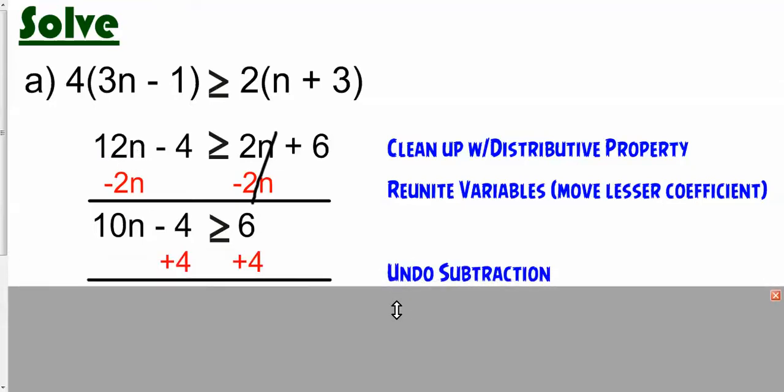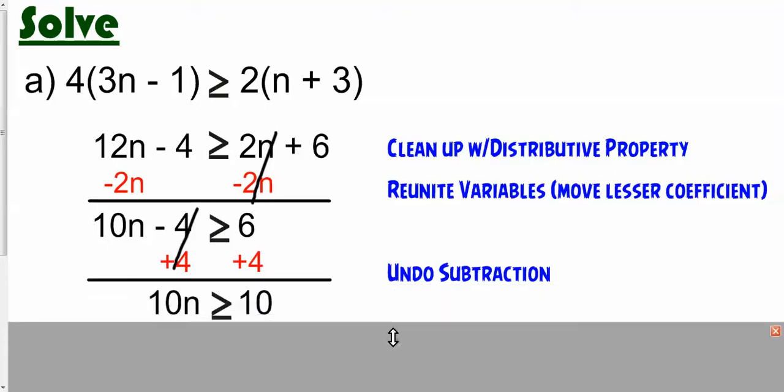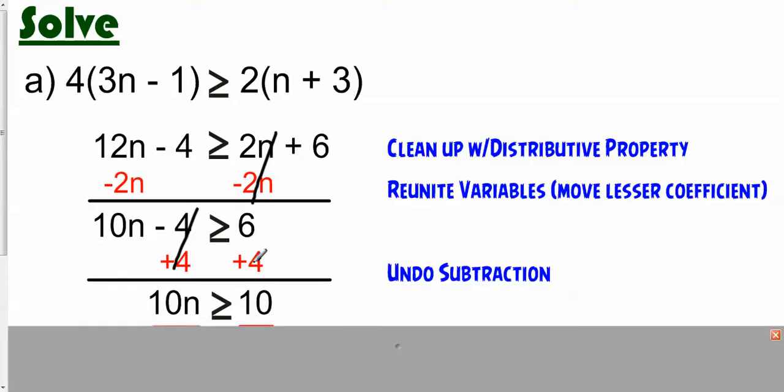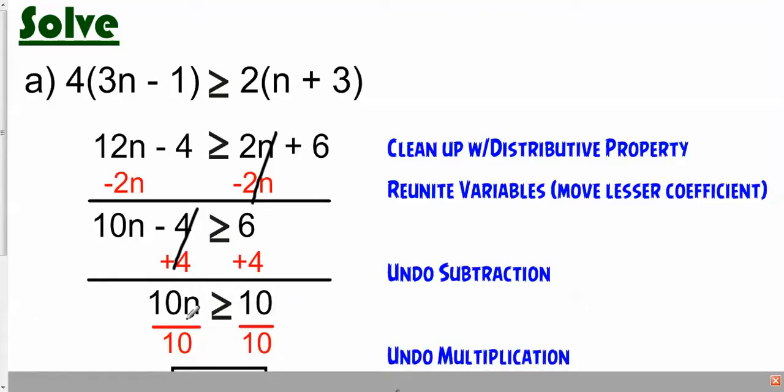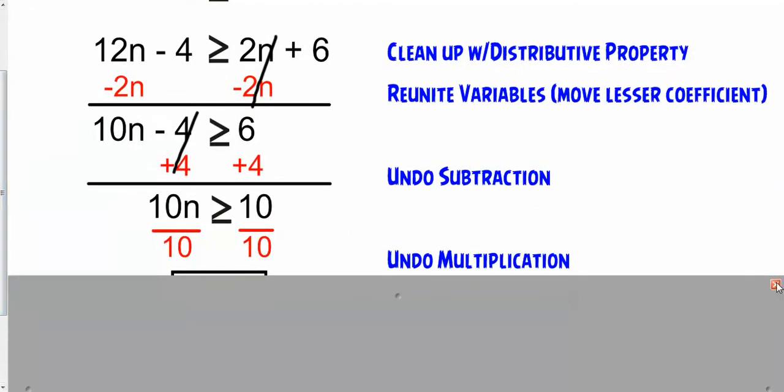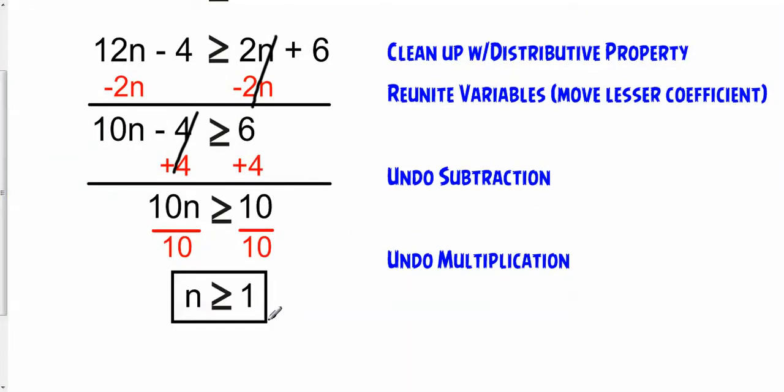Now I'm ready to undo. I'm going to undo subtraction by adding 4 on both sides. It cancels on the left. I'm left with 10n is greater than or equal to 6 plus 4, which is 10. Then I'm going to undo multiplying by 10 by dividing both sides by 10. And the result is n is greater than or equal to 1.